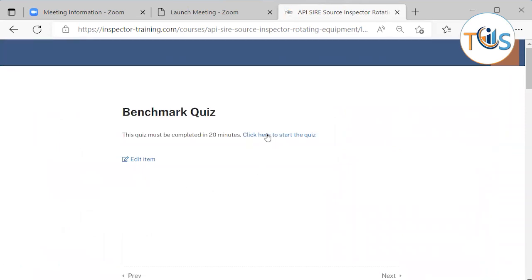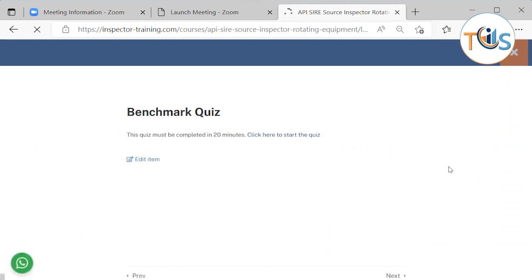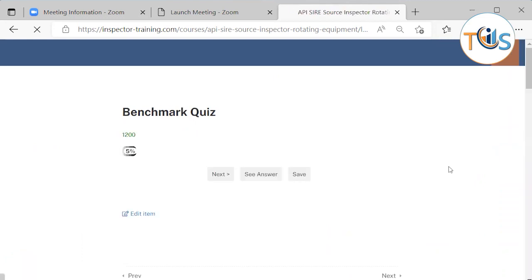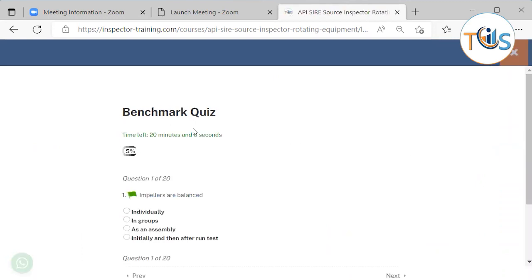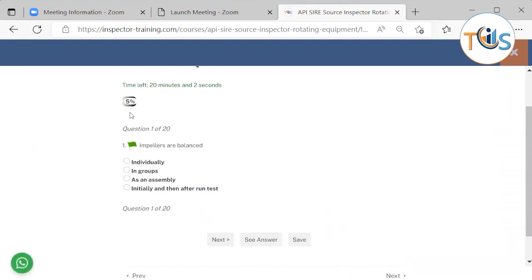This quiz is timed for 20 minutes. So I'm going to start the quiz. You can see the progress here as you go along. And you can also flag real API exam questions, the questions that you are in doubt.